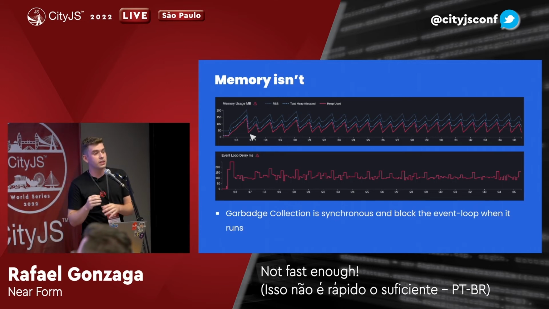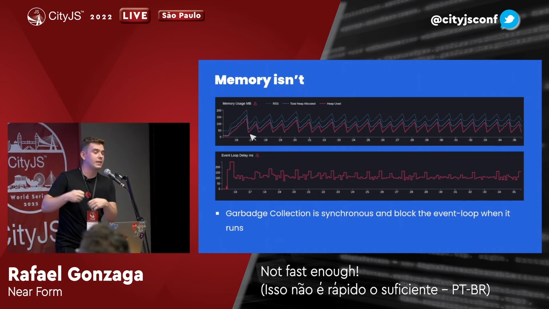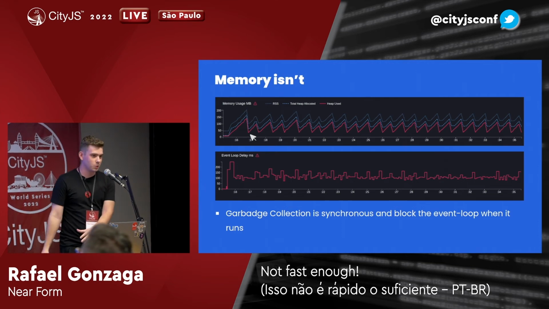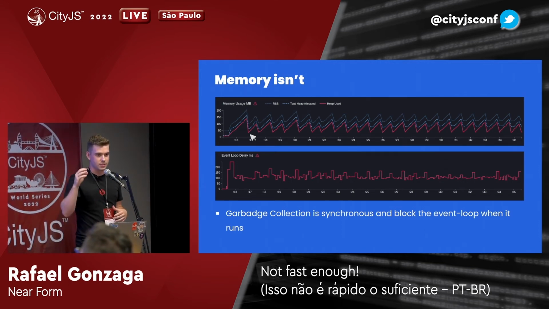But the garbage collector is synchronous. It means that it will block your event loop. When you are blocking your event loop, the event loop delay increases and then your performance decreases. So don't block the event loop, and don't let the event loop delay increase, okay?